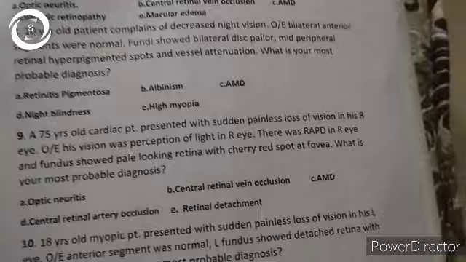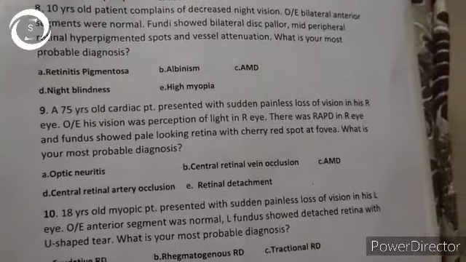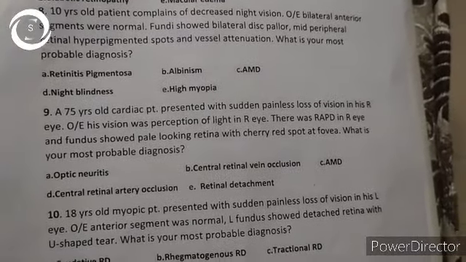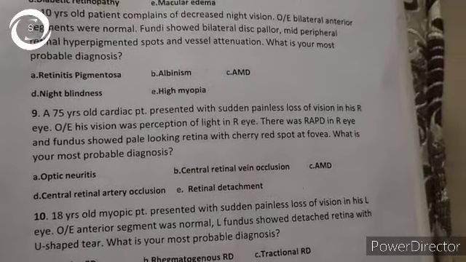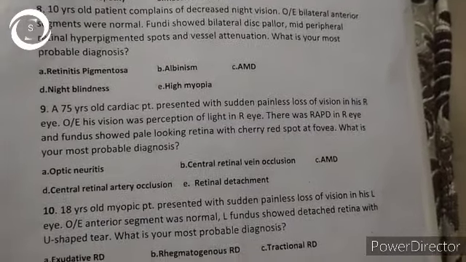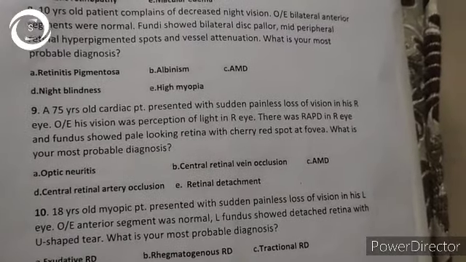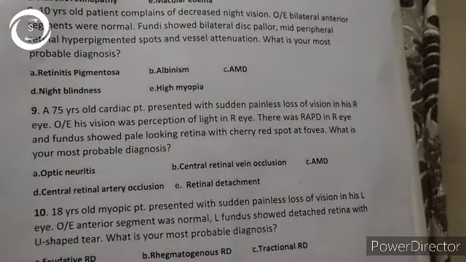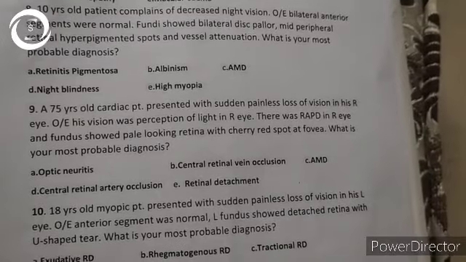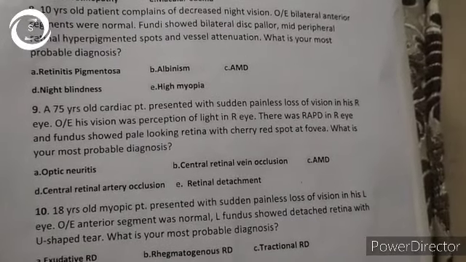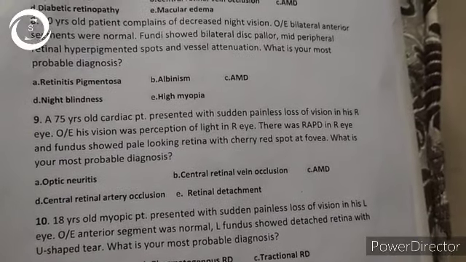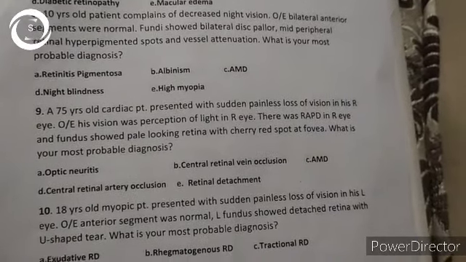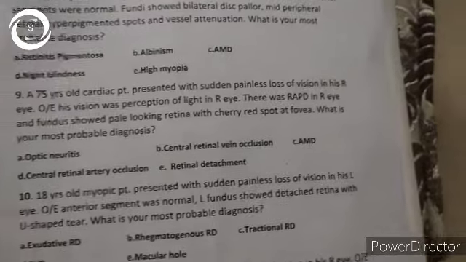The other differentials also can present with night blindness. But in albinism, you will have white skin, white hair, nystagmus, transillumination defects. In age-related macular degeneration, it will be an old patient. In high myopia, he will have a refractive error along with night blindness.